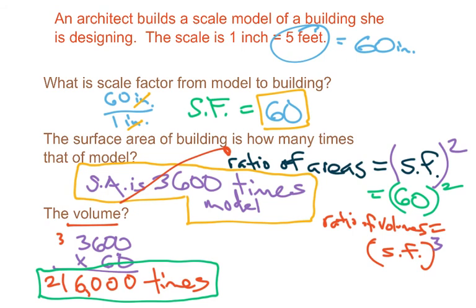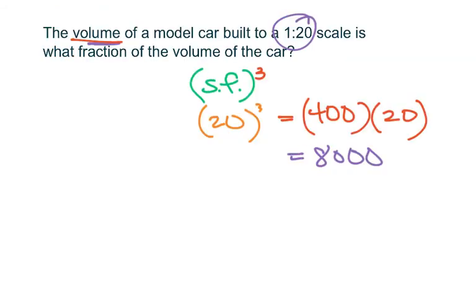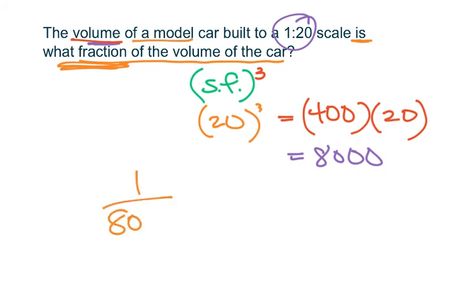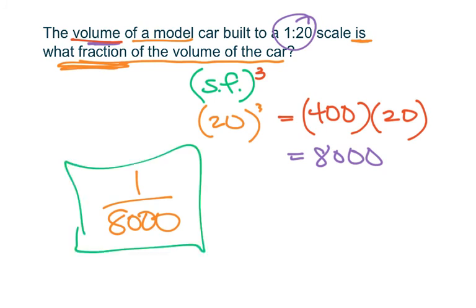The last question was, how many times bigger is the building than the model? But notice what they say here. It says, the volume of the model of the car is what fraction of the volume of the car? So in this case, I'm not going to answer 8,000 times or anything like that. What I'd answer is that the volume of the model of the car is 1 8,000ths. And that would answer that question.